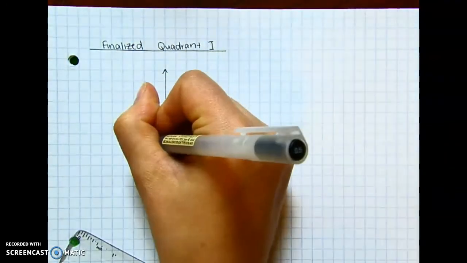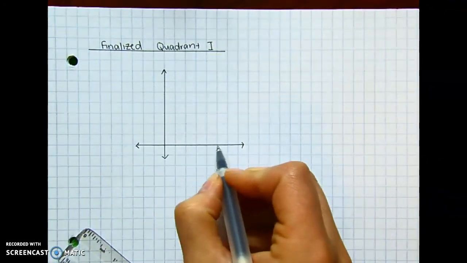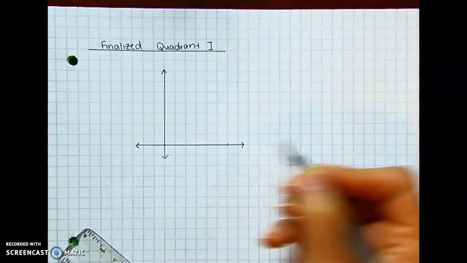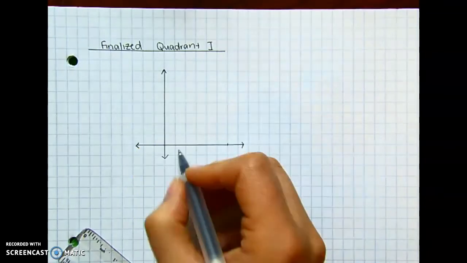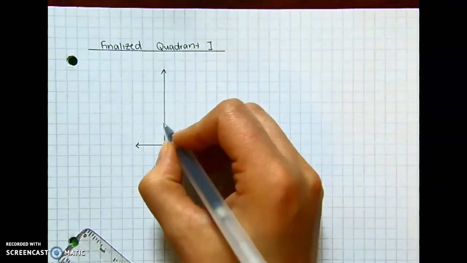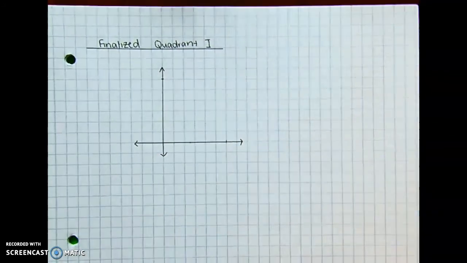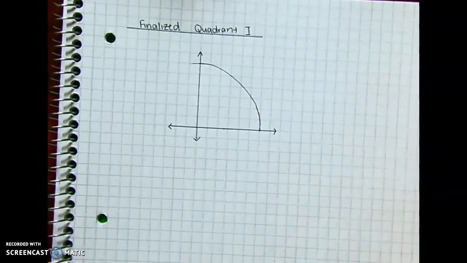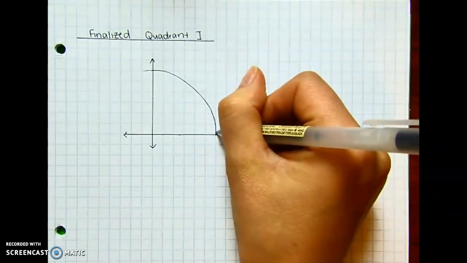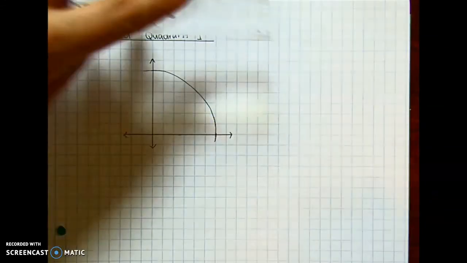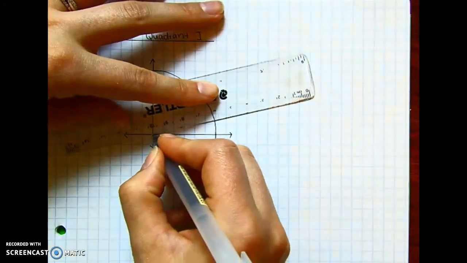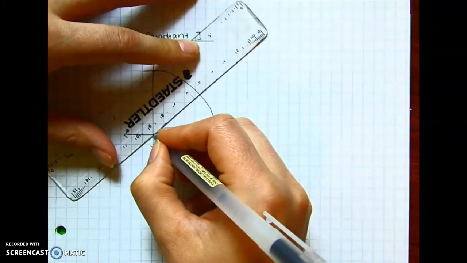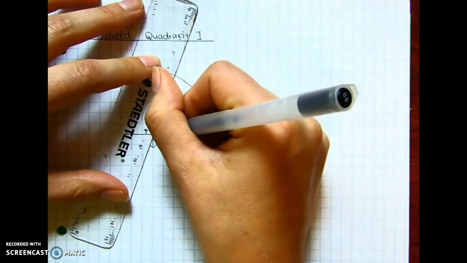Maybe even mark it, say 1, 2, 3, 4, 5, 6. Okay, let's see if I can count. Okay, so this is the first quadrant of my unit circle. I have a 30-degree angle, or pi over 6. I have a 45-degree angle, and then a 60-degree angle.